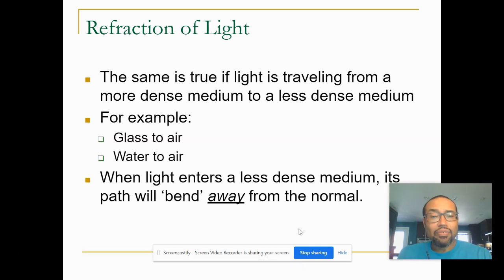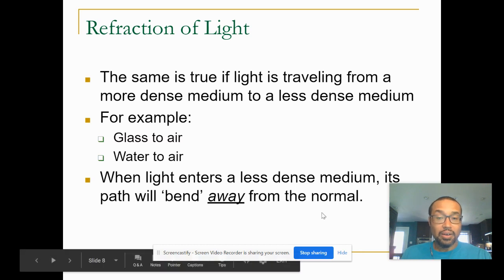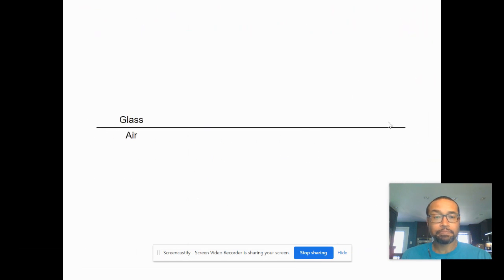You're going to have that light ray bend away from the normal. So let's take a look at how that appears if I were to draw that same ray diagram that you saw, but with the case being reversed. So here we have glass on the top now. So this is light going through glass and then emerging from the glass back to the air.